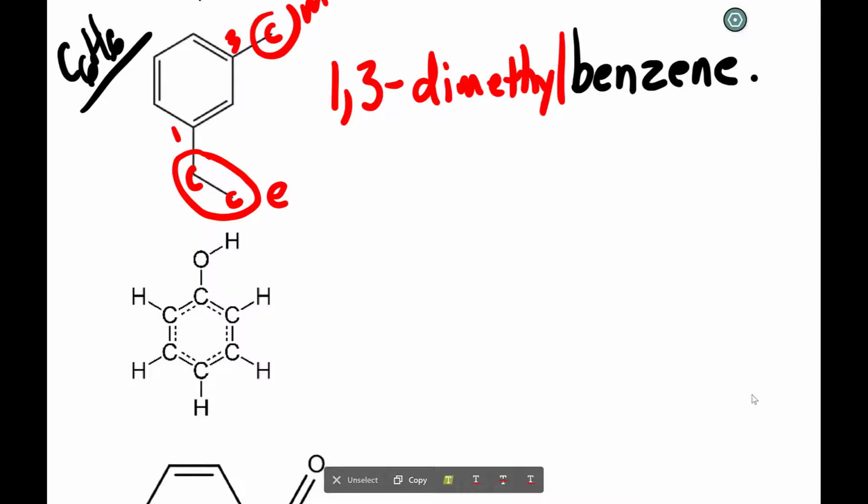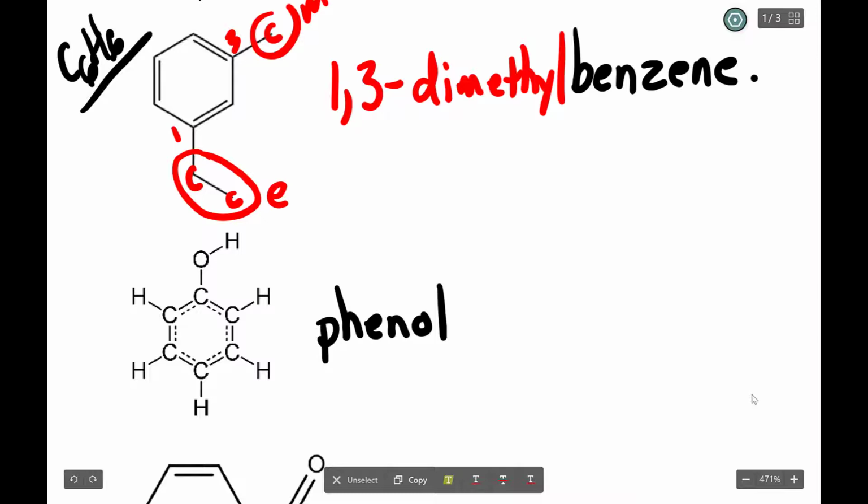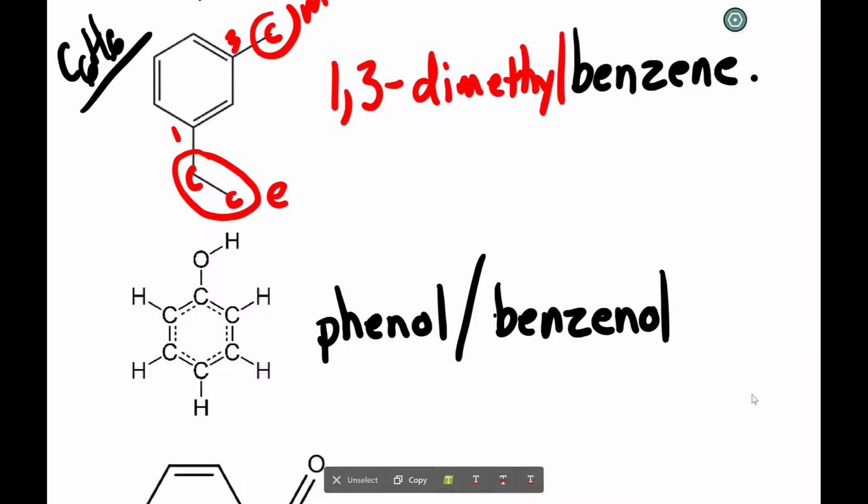So this actually has a special name. This would be called phenol, which is a benzene with an alcohol group. It has many other names, but generally we call this one phenol. Another one would be called benzenol, which is also used. But if you go to Wikipedia or somewhere online, you will see about 4 or 5 different names for it.